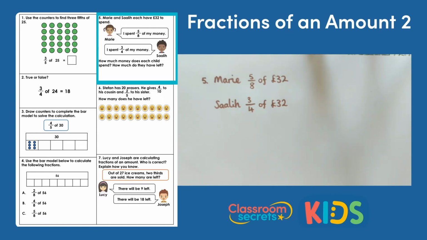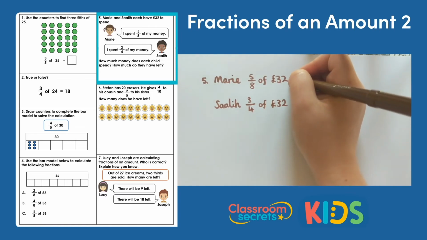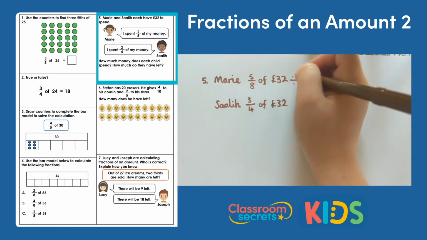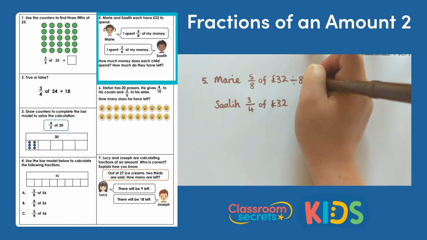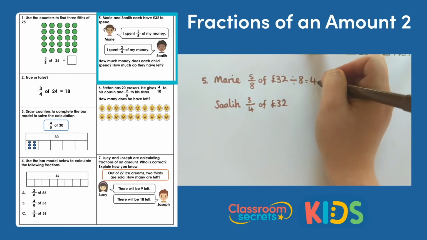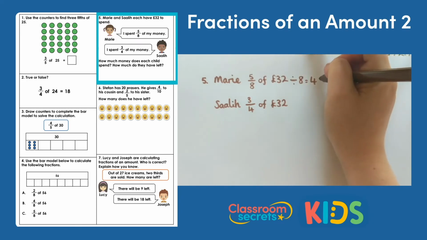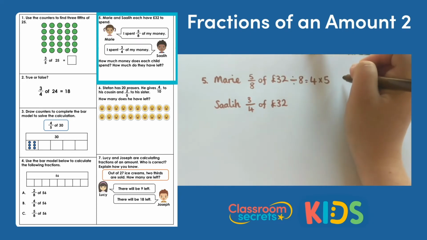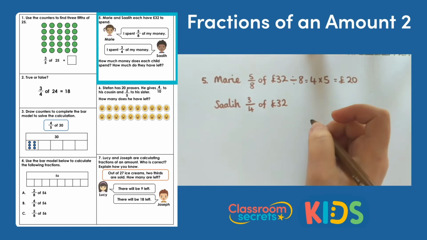To find out how much money each child has spent, first of all, we can start by dividing 32 by 8, because that is the denominator. That equals 4, and then multiplying 4 by the numerator, which is 5. This makes 20, but because we are working with money, we must remember to put the pound sign.